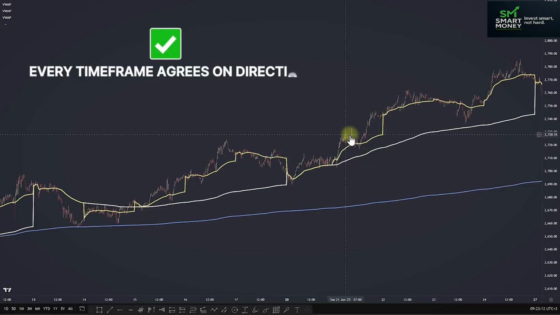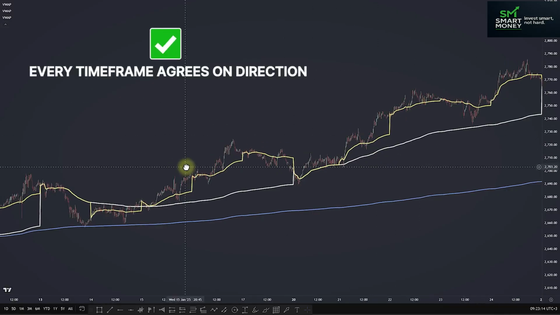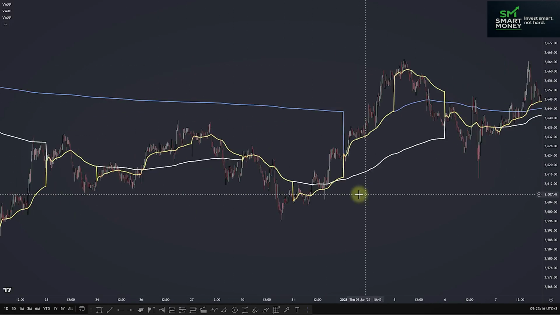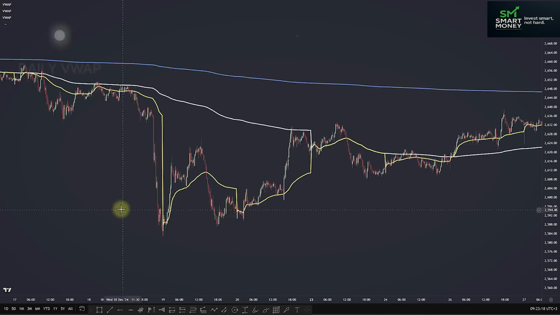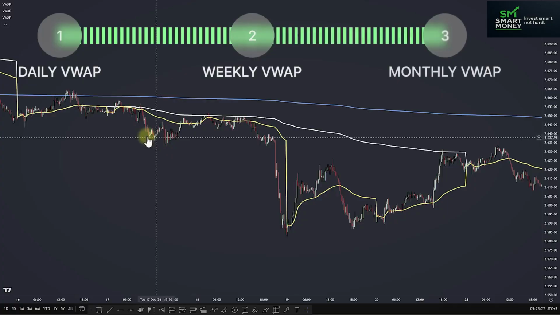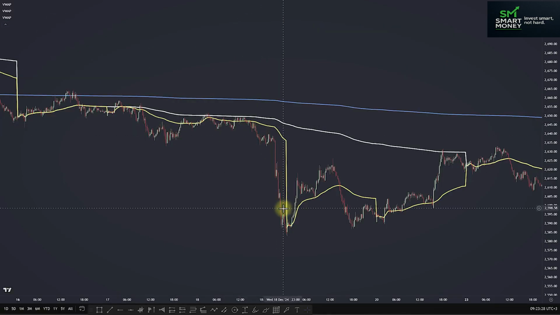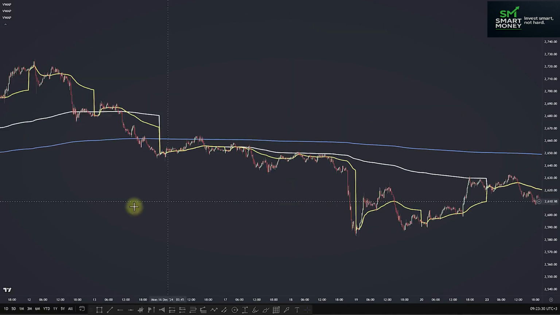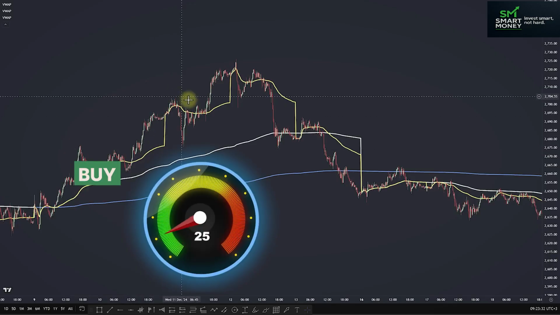Every time frame of smart money agrees on direction. The opposite is true for bearish stacks. When monthly is above weekly, is above daily, and price is below all three, institutional money is aligned to the downside. This is how you avoid fighting against billion-dollar flows and start trading with them instead.